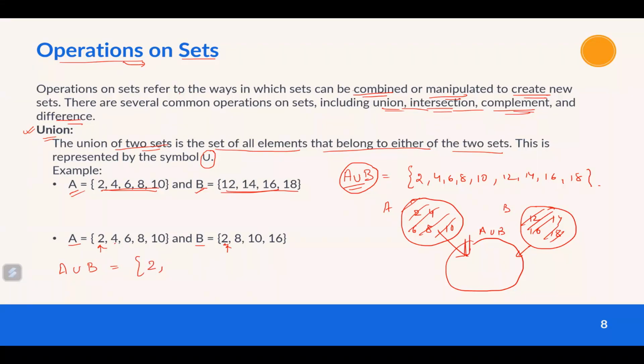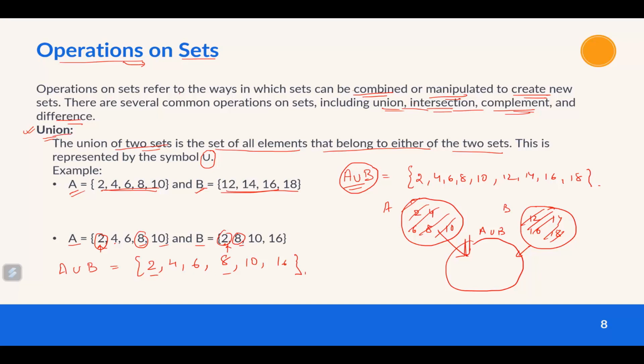Again we have here 4, but 4 is not here, so we'll just write 4. Then 6 is in this set, 8 is in both the sets. Again we'll just write 8. Then 10, then 16, okay? So in this case you see there are some common elements, 2 and 8. These are common elements in both the sets, but they are not repeated twice.